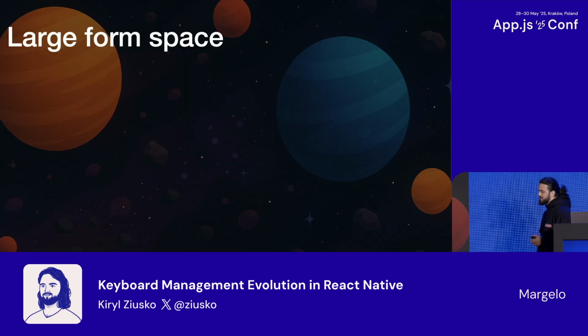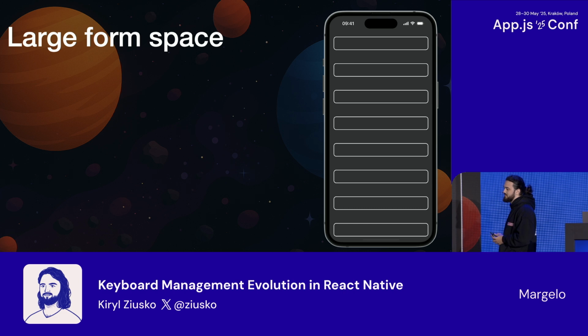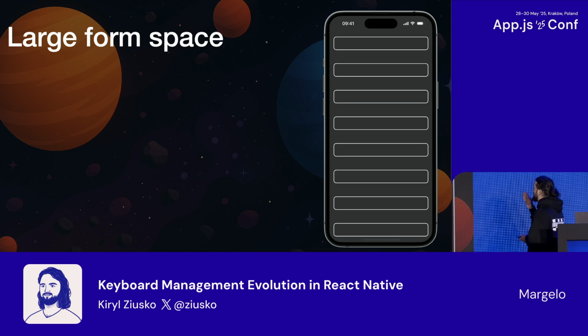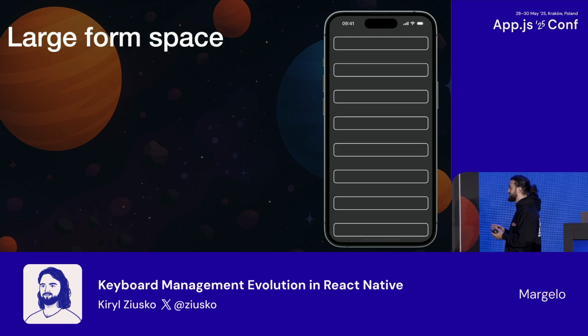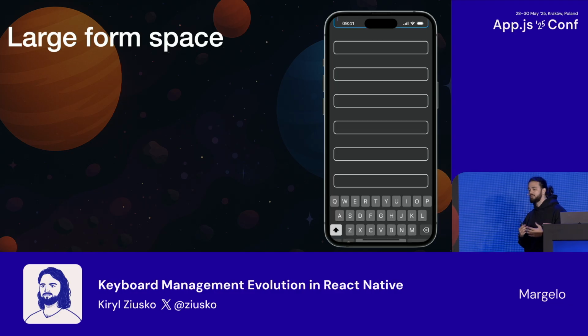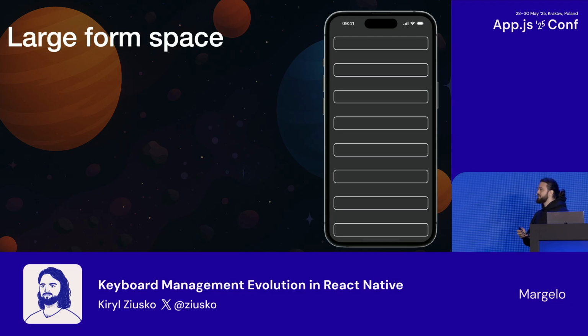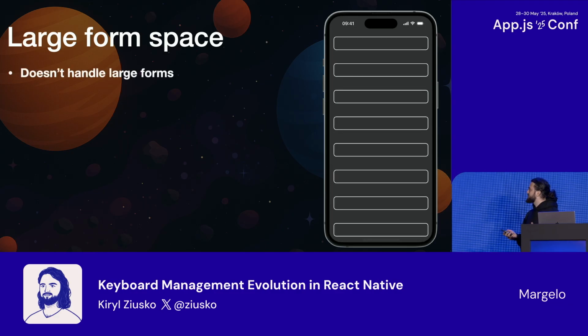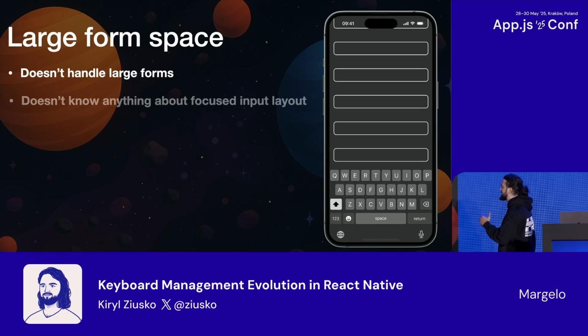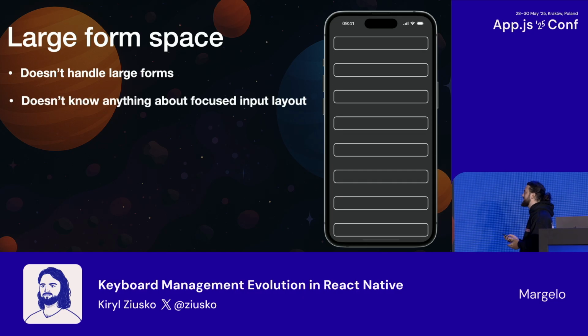Many React Native developers immediately notice that KeyboardAvoidingView doesn't handle large forms really well. And indeed, if you set focus to inputs that are very close to the header, when the keyboard is getting shown, the content can be pushed and your input can be obscured by the header. It happens because KeyboardAvoidingView doesn't know anything about the focused input's layout. It simply resizes the container, and because of that, this happens.